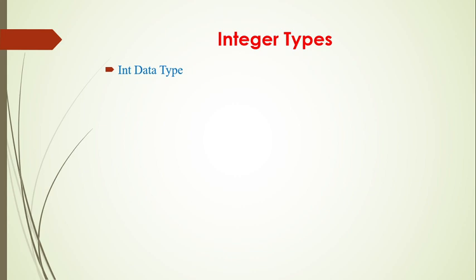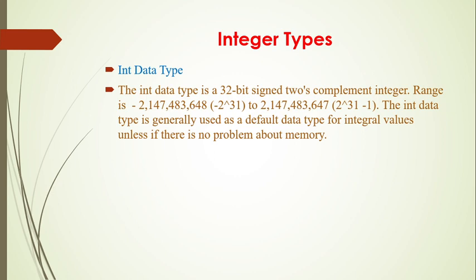Next is the int data type. This is the most important data type. The int data type is a 32-bit signed two's complement integer. Range is minus 2 to the power 31 to 2 to the power 31 minus 1. The int data type is generally used as the default data type for integral values unless there is a problem about memory. For example, int A equals 1 lakh or int B equals minus 20 lakh.